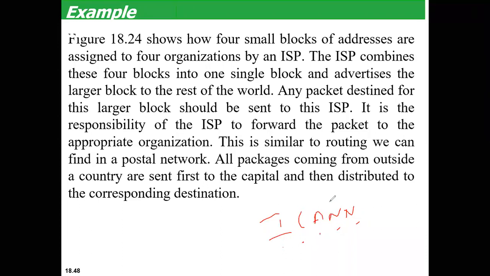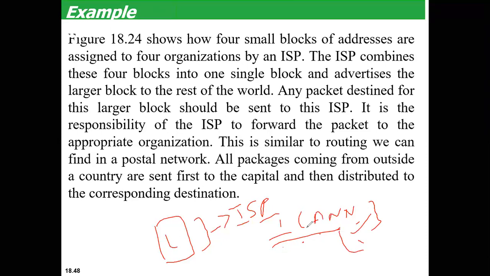How this works is, it assigns a large block of addresses to an ISP. There are different blocks, so a large block is allocated to an ISP. So what is this ISP? It is an Internet Service Provider. There are various internet service providers. ICANN does not allocate the address to the individual users.